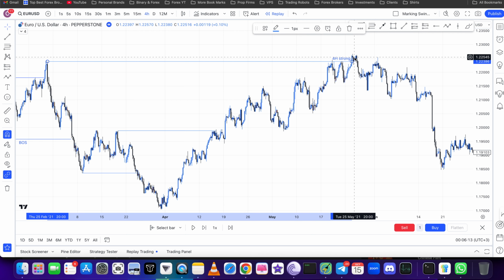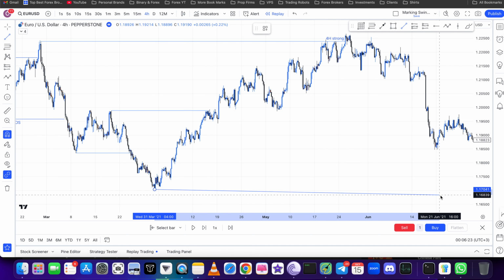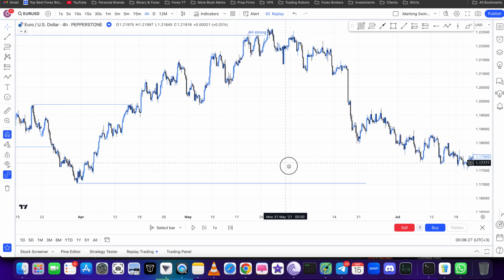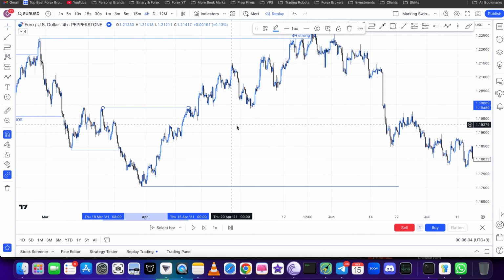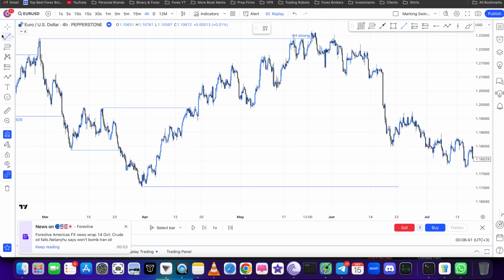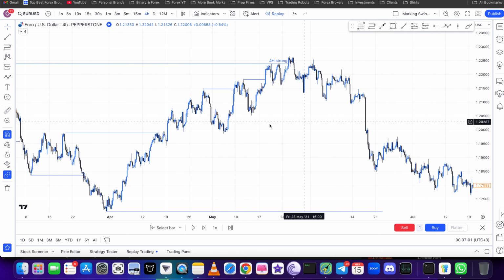Then we see that it was wicked a little bit, and then we find that this is now our strongest low. So unless this low is taken out, we assume that the market is still bullish. Now we see a change of character here. This is our low. Now this is another change of character. According to me, this is now a breakout structure. And then when it goes up, this is another breakout structure, and then this is now our low, and this is another breakout structure here.